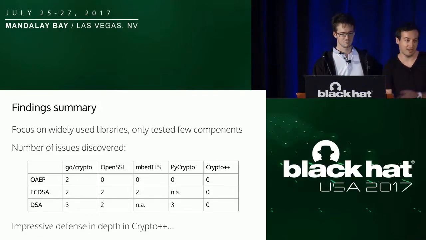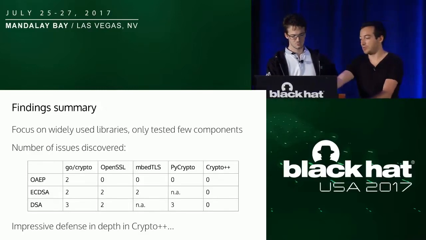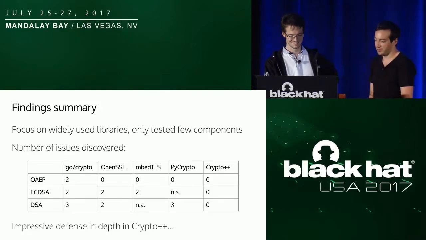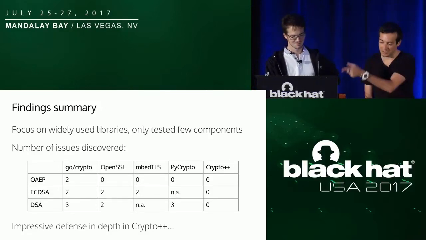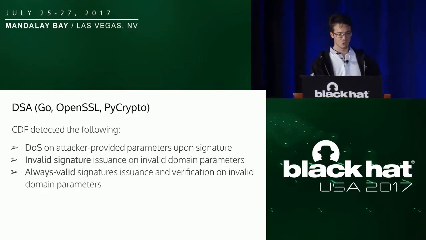Where the consequence is that they try to accept parameters that they should not accept. I mean, Crypto++ fares pretty well here because they're paranoid. But as you see, Go fixed some stuff that we did. So we reported some of the problems.